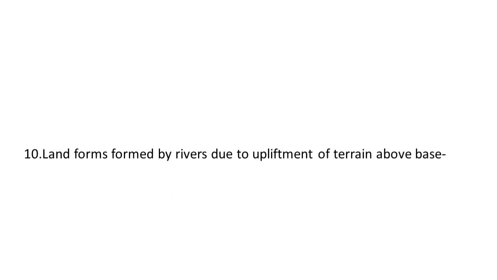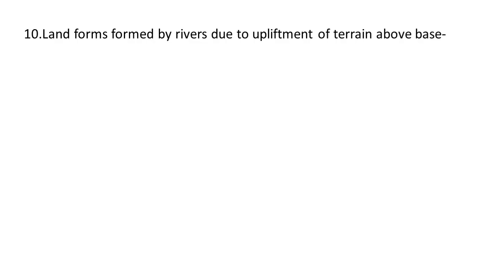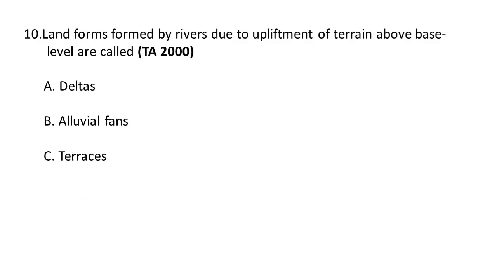Next question. Landforms formed by rivers due to upliftment of terrain above base level are called, so the options given are A. deltas, B. alluvial fans, C. terraces, and D. point bars. So, the landforms formed by rivers due to upliftment of terrain above the base level are known as terraces.